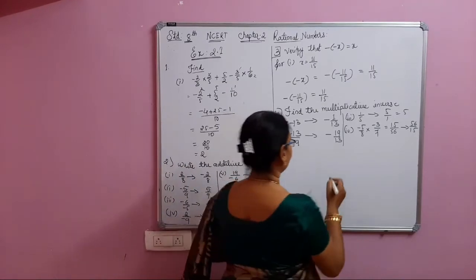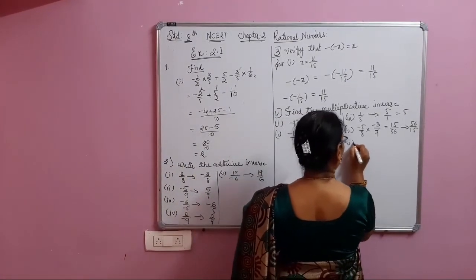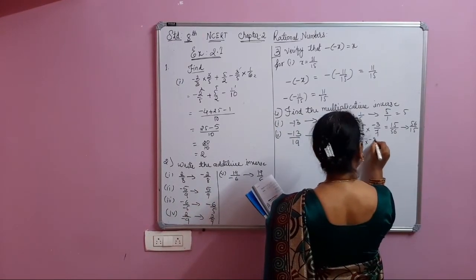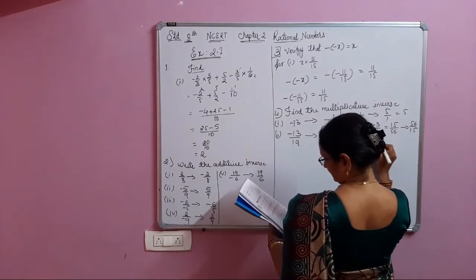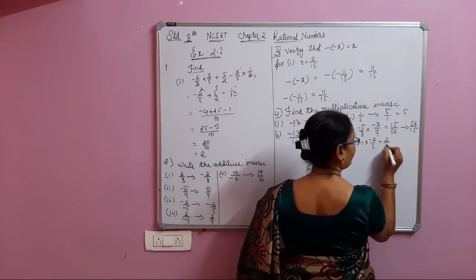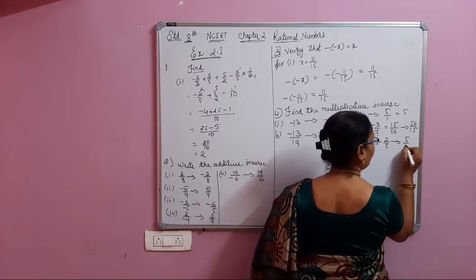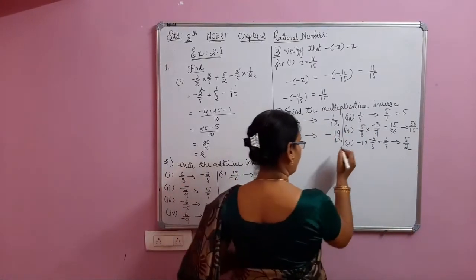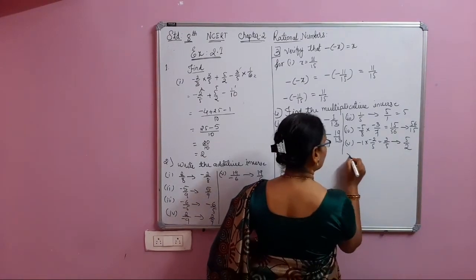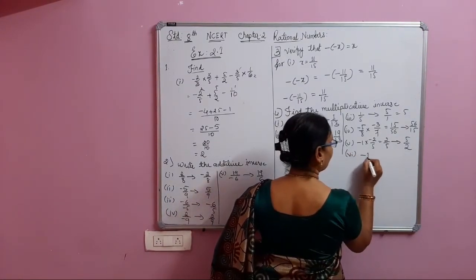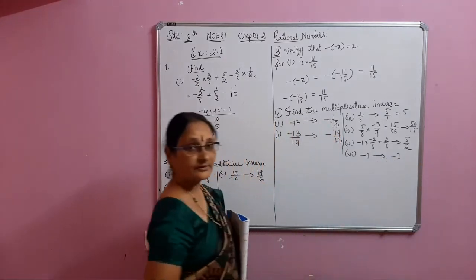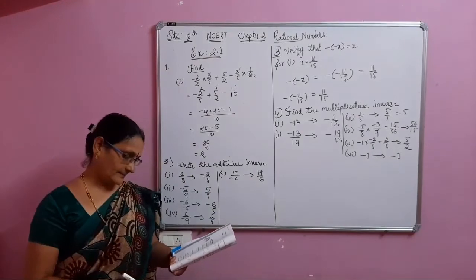Fifth one, minus 1 into minus 2 by 5. See here, minus into minus is plus, 1 2s are 2 by 5. Multiplicative inverse is 5 by 2. Then the sixth one is also there, only one remained. So the sixth one is minus 1. Then it's minus 1 only. Always it remains the same.